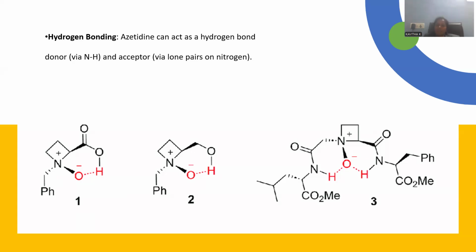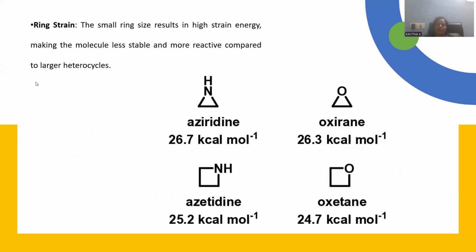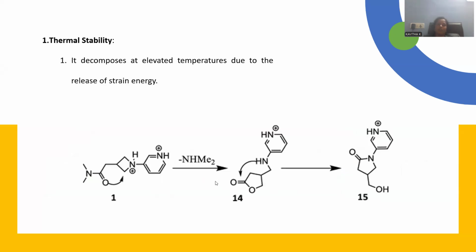At the same time, the hydrogen present on the azetidine molecule is also responsible for hydrogen bonding with the oxygen of the water molecule. This is the way hydrogen bonding is more prominent in the case of the azetidine molecule. Polarity matters. Ring strain: four-membered ring systems are highly strained. A 90 degree angle is responsible for that kind of strain within the molecule, and 25.2 kilocalories per mole is the calculated ring strain for this azetidine molecule.